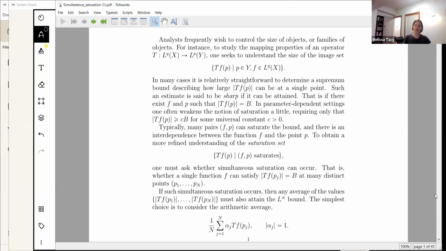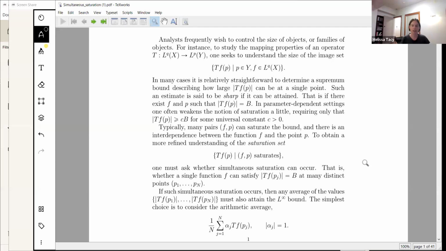And it's often very easy to find a big point. So find one point where T of F is really large. But for the kind of really good information that we want, say, to do an LP norm, we tend to want to know about whether it can be large over a big region. So the question is, can I look at the set of points where I saturate? And now an important thing here is you need to saturate for the same function. So one function, multiple points. And this whole principle, the simultaneous saturation, has come out of trying to think about this.